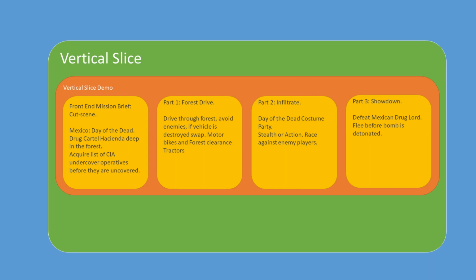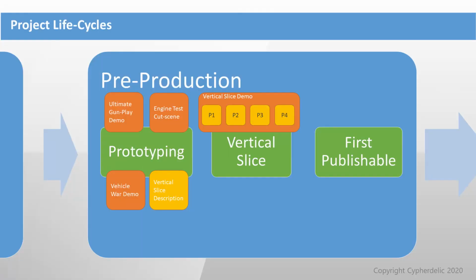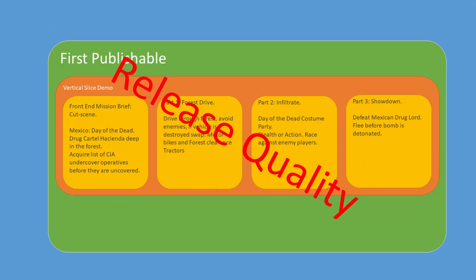Then the first part of the vertical slice is that forest drive, trying to get to the hacienda. Then you're at the hacienda, you have to infiltrate it, showing how the gunplay and the vehicle play integrates together. We're really going to add this showdown climactic ending to show you how the mission will reach a crescendo and an exciting climax. And from there, we've got a compelling experience, and we would get the green light for the next stage, the first publishable, which is generally the vertical slice, but done at a releasable quality.